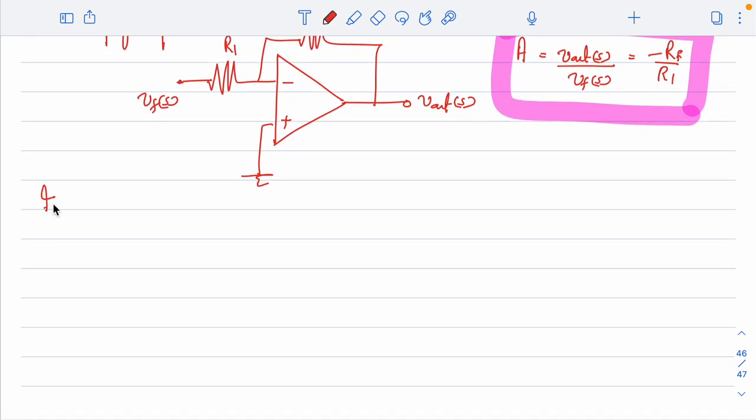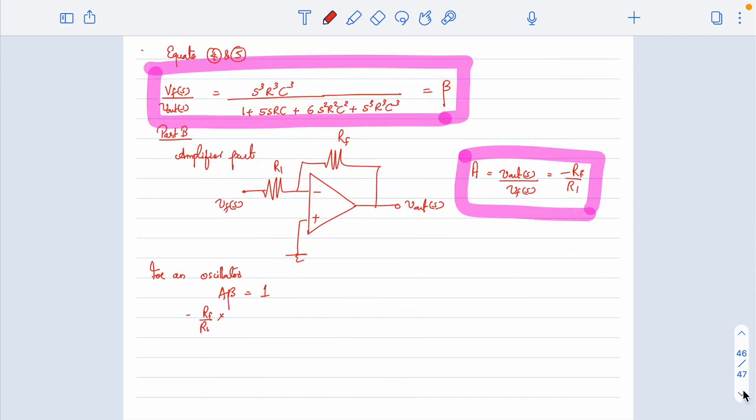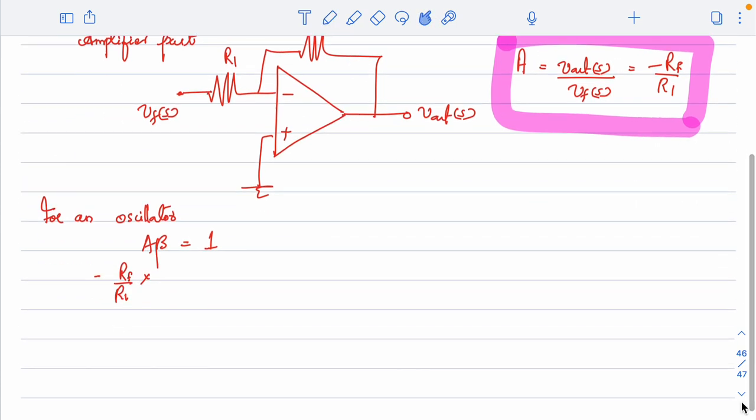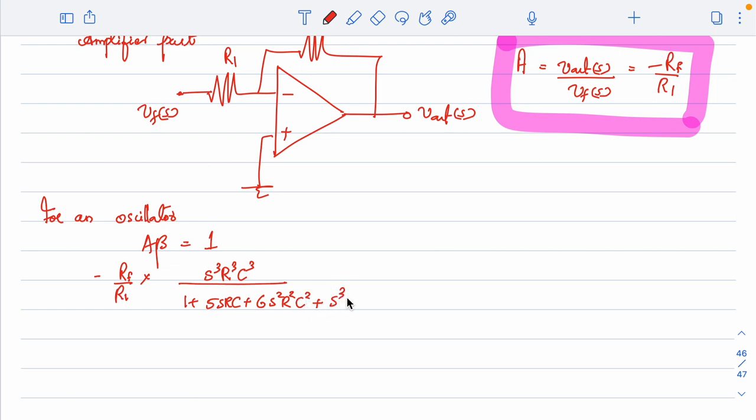So, for an oscillator circuit, A into beta should be equal to 1. That means minus Rf by R1 into the expression I have written here, this one, s cube R cube C cube, that should be equal to 1. This into s cube R cube C cube divided by 1 plus 5 sRC plus 6 s square R square C square plus s cube R cube C cube should be equal to 1. So far we expressed it in terms of s.